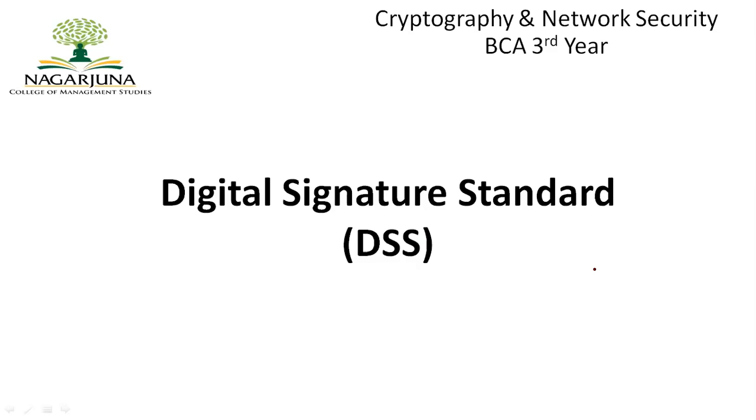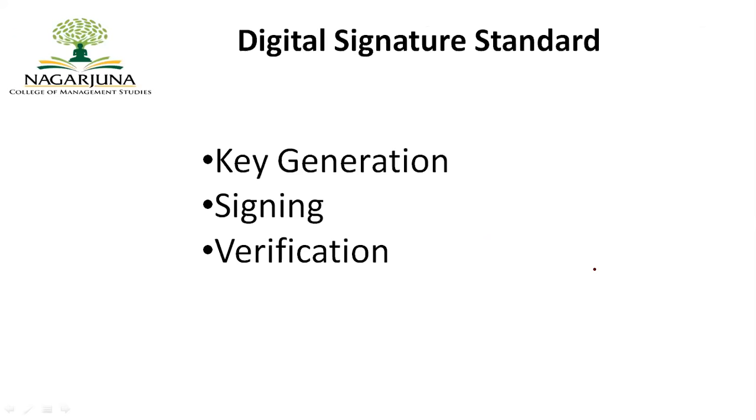Basically, the digital signature standard makes use of the Secure Hash Algorithm to generate your digital signature. So we shall see the different steps or stages involved in the digital signature standard. It's very similar to your ElGamal or Schnorr digital signature method. We have three different stages even in the digital signature standard: one is key generation, the second is signing, and the third is verification.